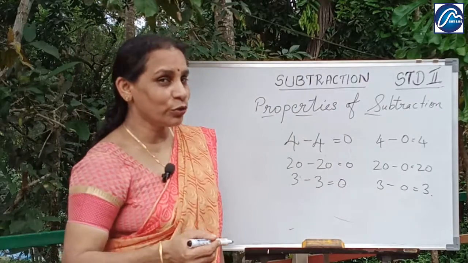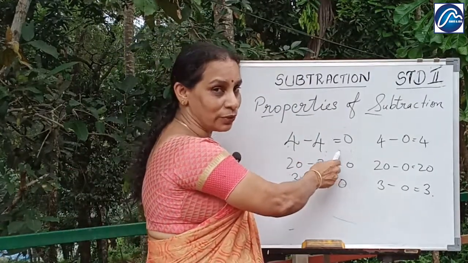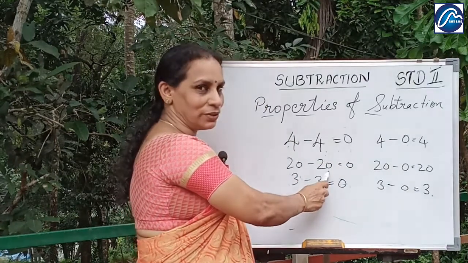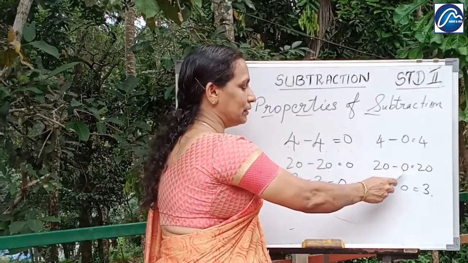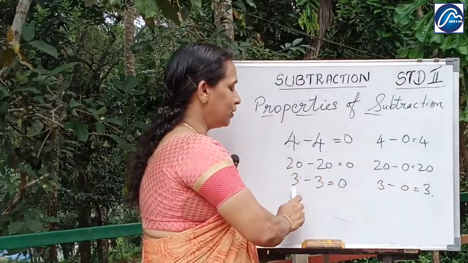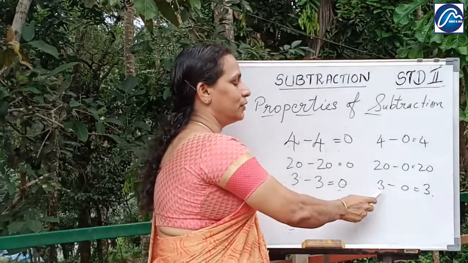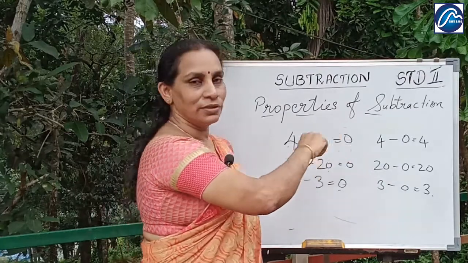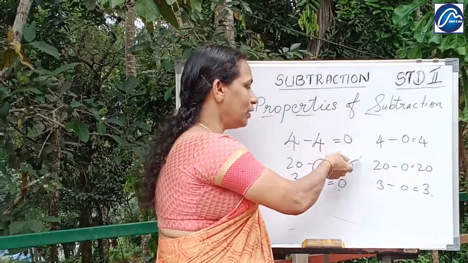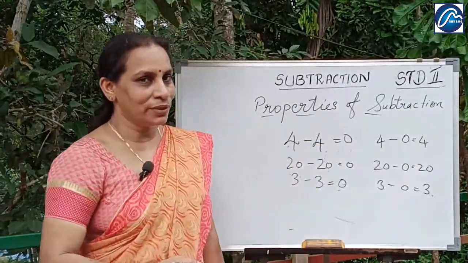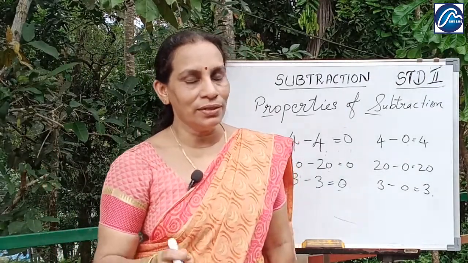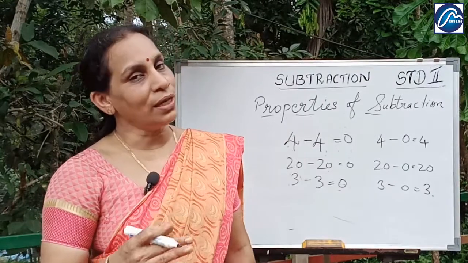Look how cute it is. 4 minus 4 is 0. But 4 minus 0 is 4. 20 minus 20 is 0. 20 minus 0 is 20. 3 minus 3 is 0. 3 minus 0 is 3. So 0 and the number are moving here and there. Okay, so you can connect this. You will learn more about this in the higher classes.